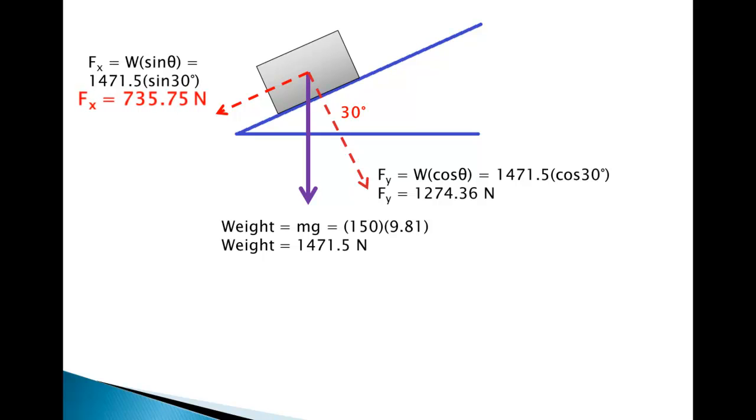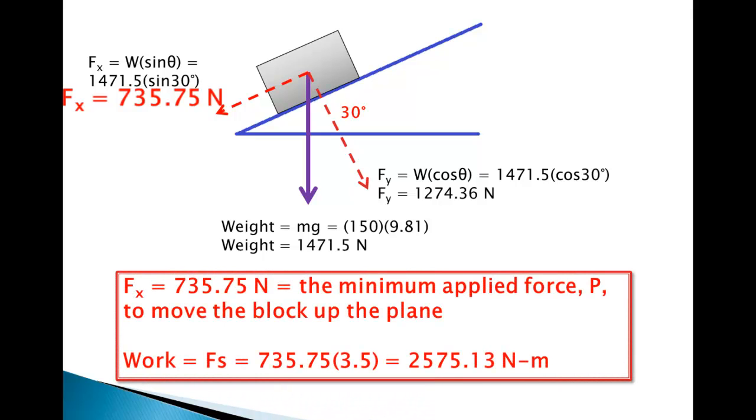Keep in mind that is the necessary force we have to overcome in order to move this box up the inclined plane. We have to have at least a minimum of that. So Fx, 735.75 newtons, is the minimum applied force to move the block up the plane. Work is the force times the distance, so 735.75 times 3.5 equals 2575.13 newton meters, or joules.